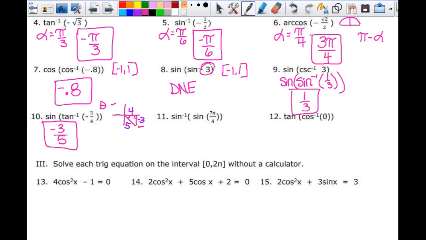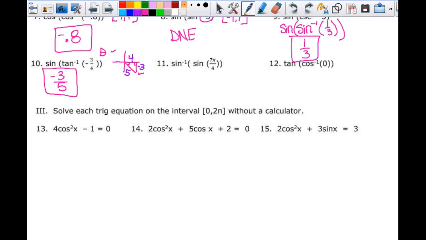Okay, good. And you can stop me if you have questions. All right, so now I'm going to take the sine inverse of the sine of 7 pi fourths. These are different than these, where I could just take the inverse and cancel them out. It doesn't work that way.